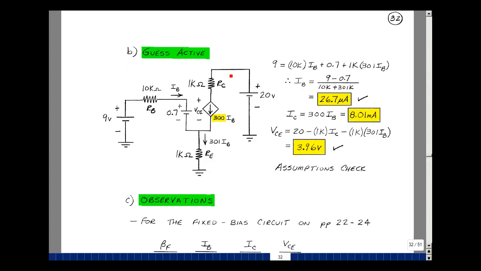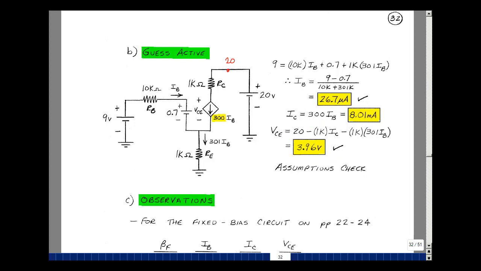And the voltage here is 20 volts. Take 20 volts minus the drop across R sub C, and then minus the drop across R sub E, we get the value of VCE. That's about 3.96 volts. What's happened here is that I sub B has decreased by about a factor of 3, and the value of I sub C stayed about the same, and the value of VCE stayed about the same.